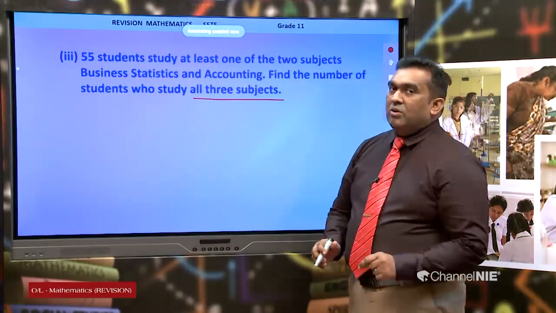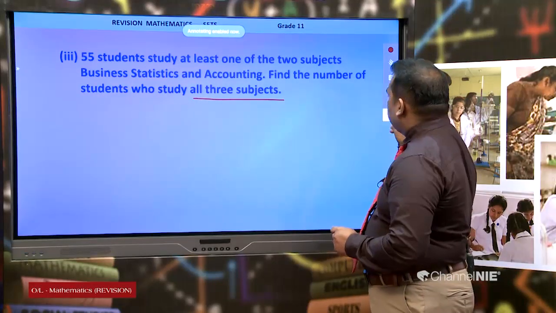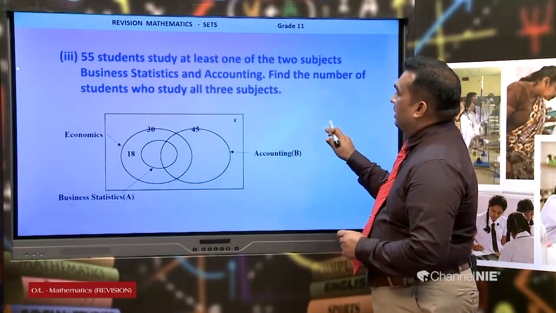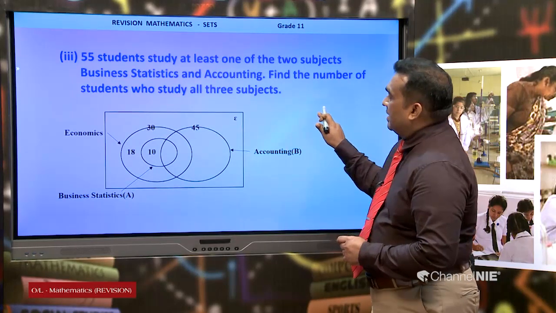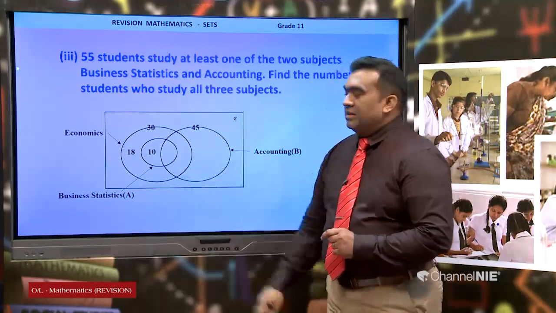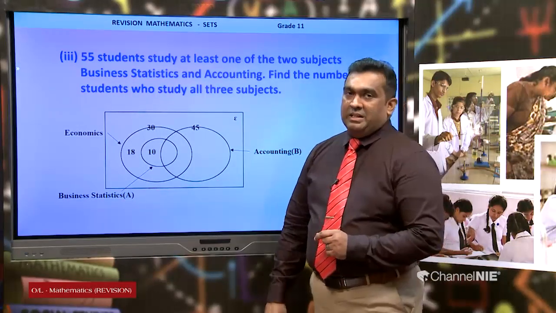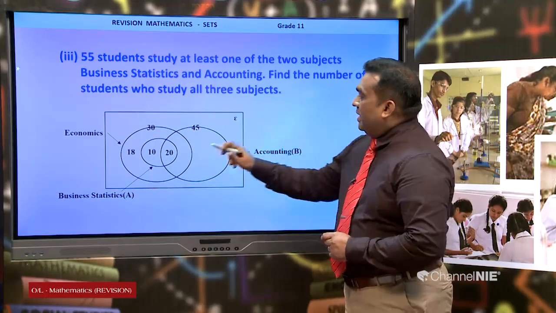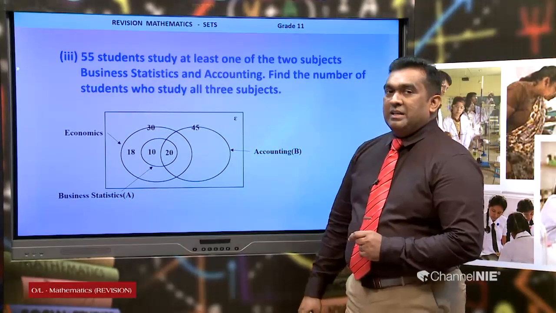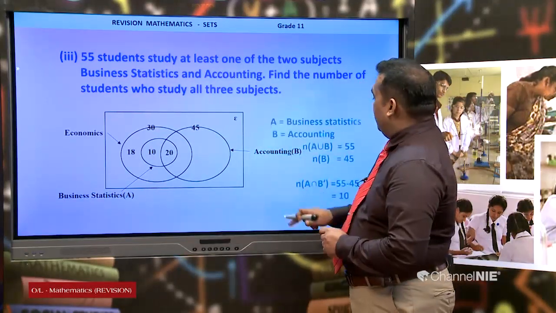Identify carefully all 3 subjects. All 3 subjects. Here you have 10. How did you get 10? We will see. Here 20. We will see.